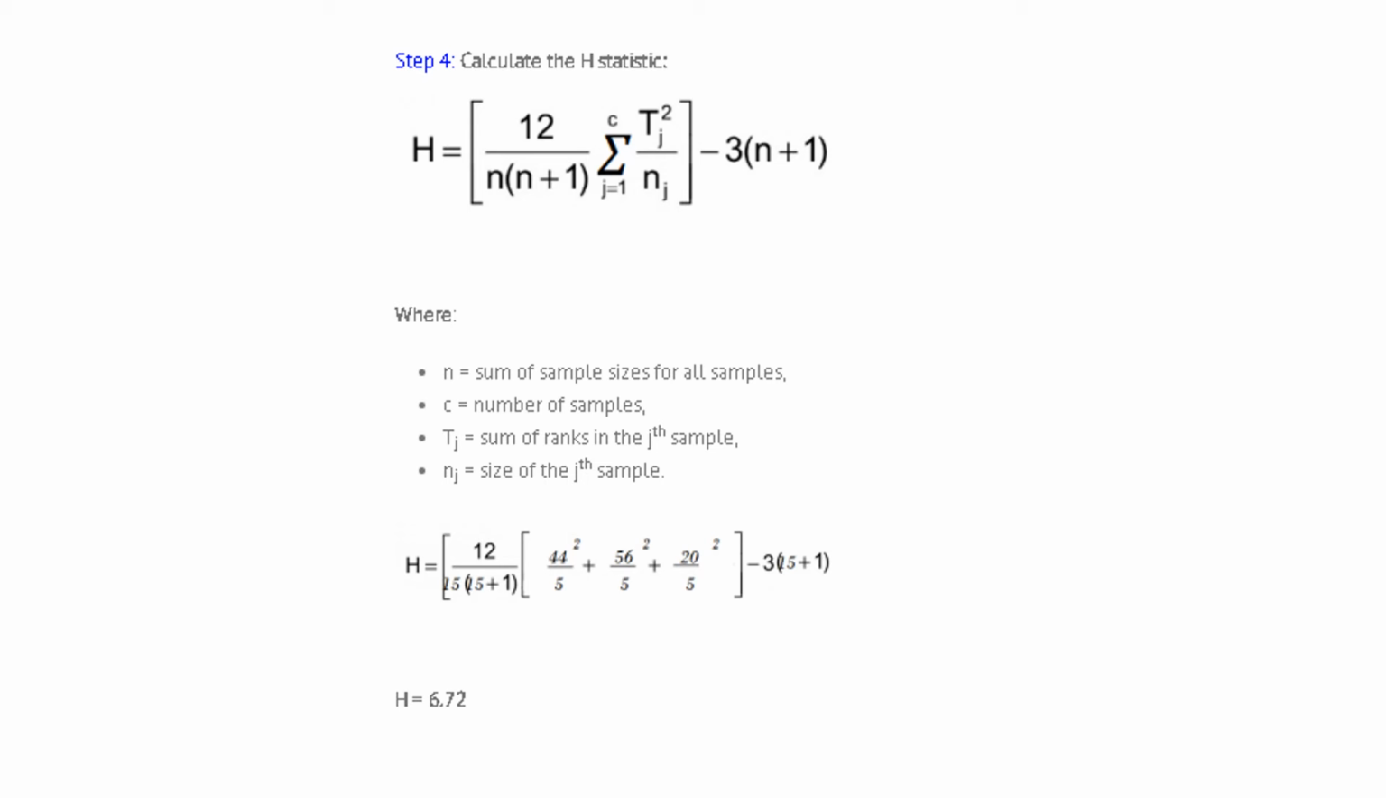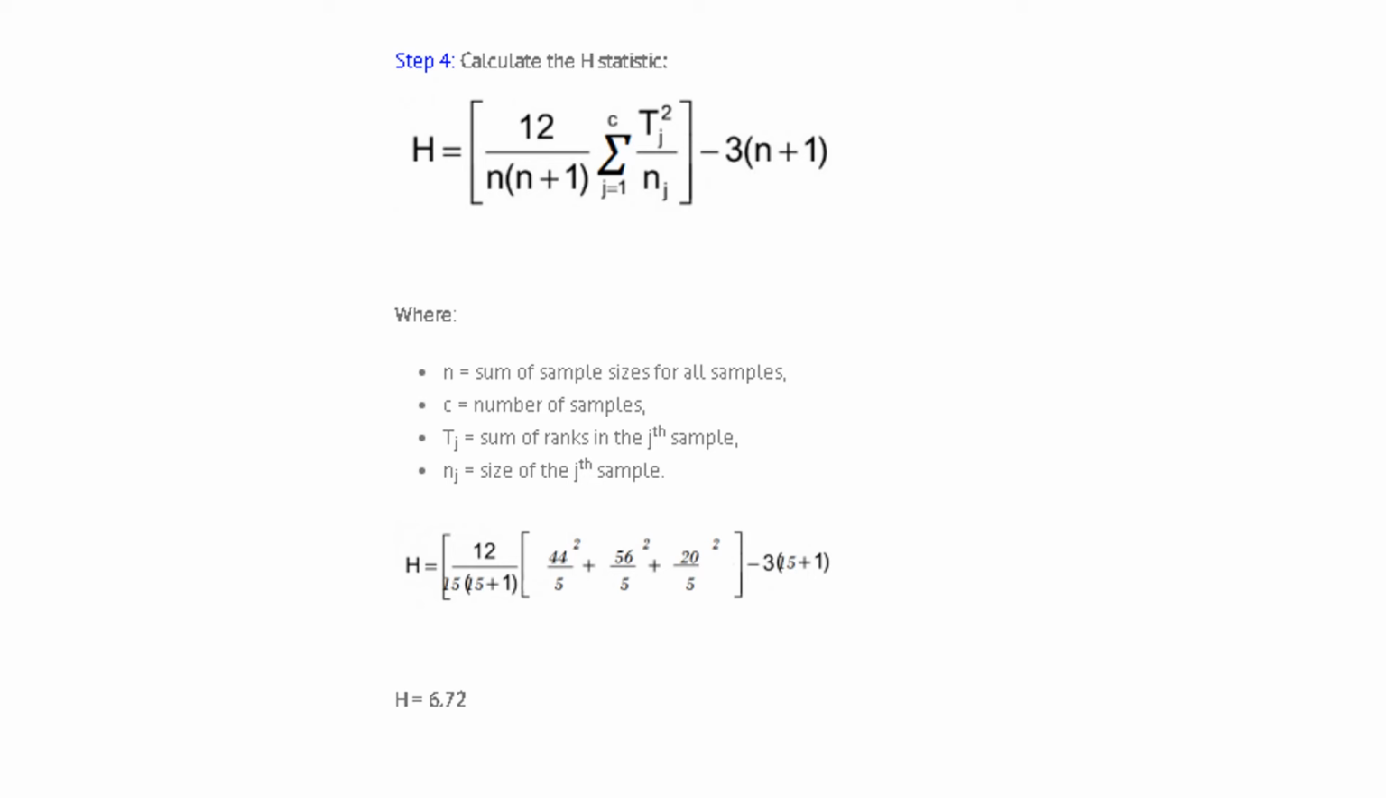So in this case, 12 divided by n. n is 15, that is 5 women, 5 men, 5 minority. The total number is 15. So 5 plus 5 plus 5 is 15, right? So n is equal to 15. 15 multiplied by 15 plus 1, so that's n multiplied by n plus 1. Then the sum of T divided by n.